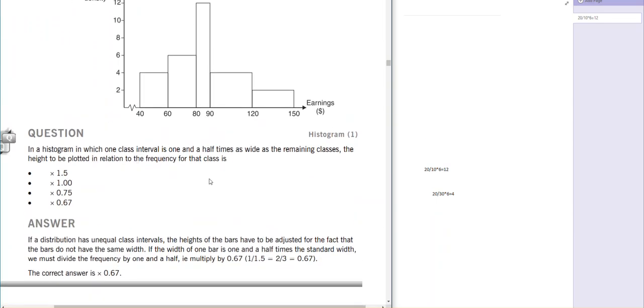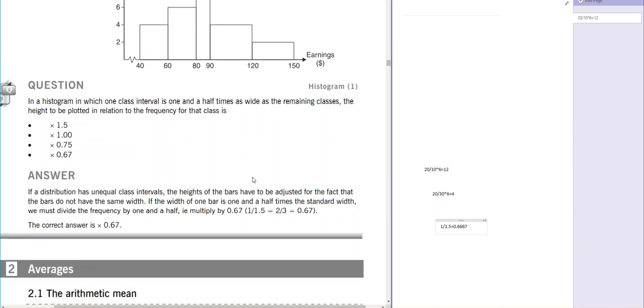Okay, we have a question here. In a histogram, in which a class interval is 1.5 times as wide as the remaining classes, what height is to be plotted in relation to the frequency for that class? It means it is wider. If it is wider, then its frequency would be lower. So it is 1.5 times larger. If 1 is normal, it is 1.5 times, then it would be 66% of the height. It would be a little bit shorter.